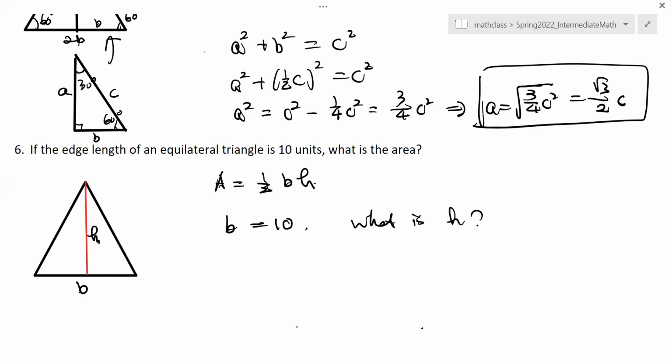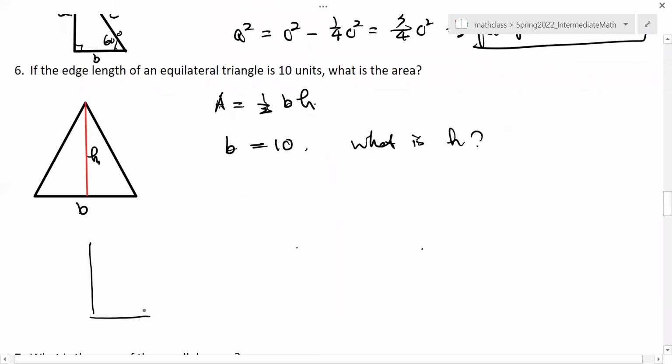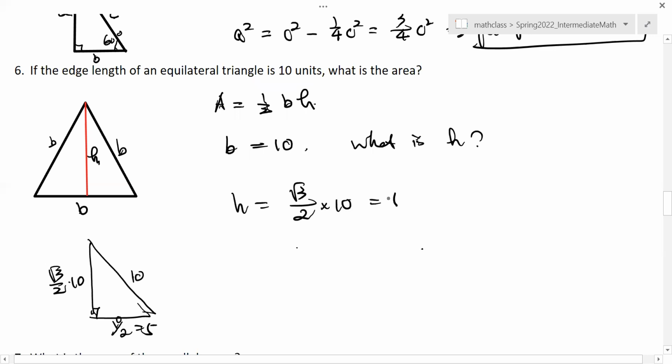Okay, so look at this special triangle. The hypotenuse is going to be b also. It's 10. This side is half of it, half of 10, which is going to be 5. And the other side, as you remember, is square root of 3 over 2 times 10. So h actually is square root of 3 times 10 over 2. It's 5 square root of 3.